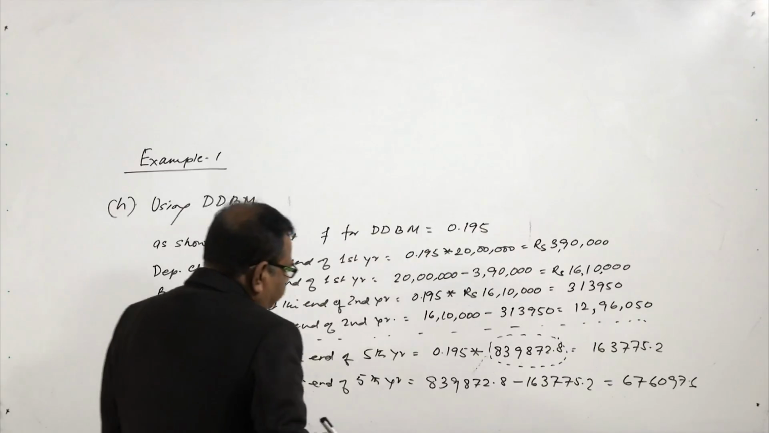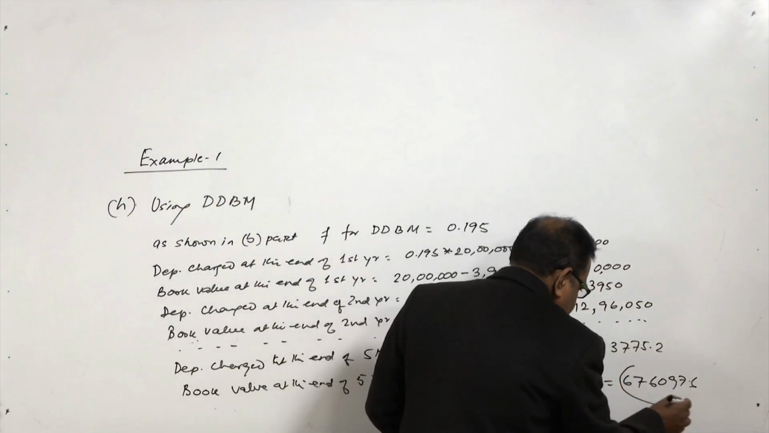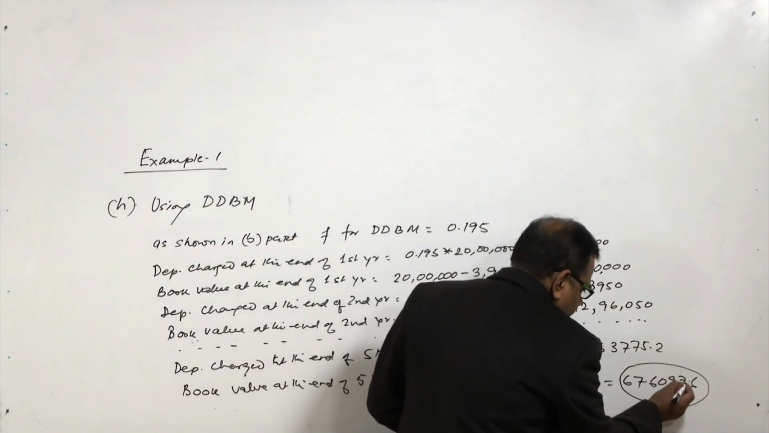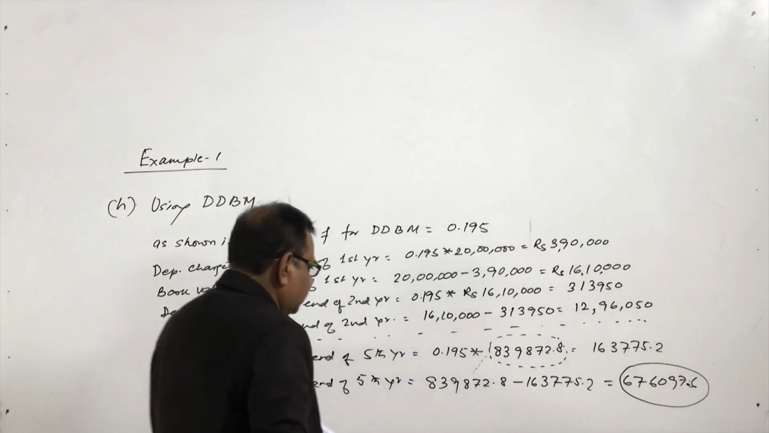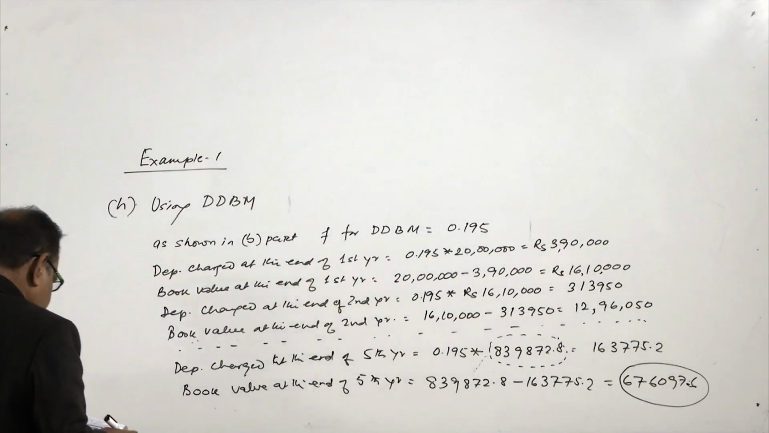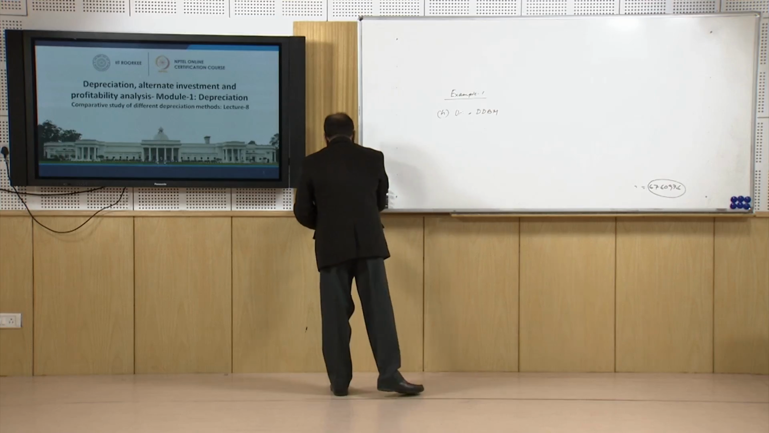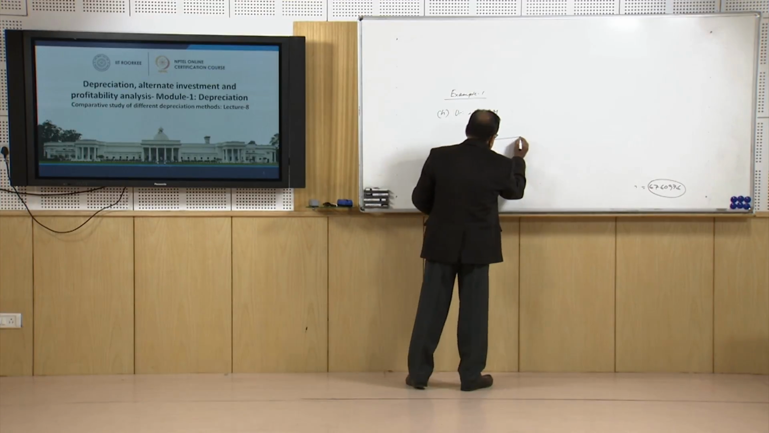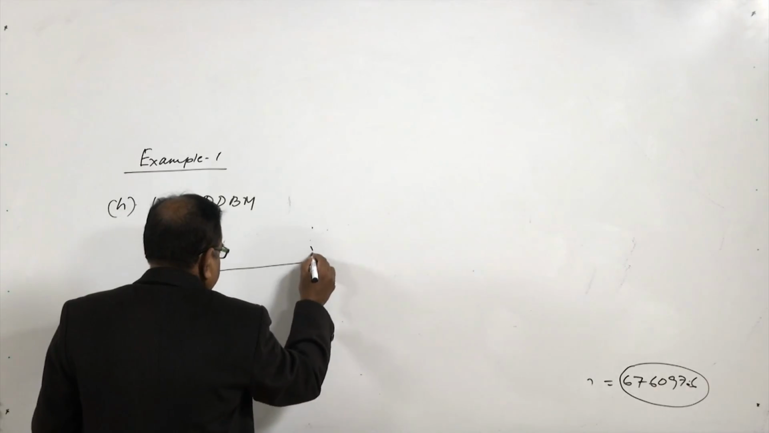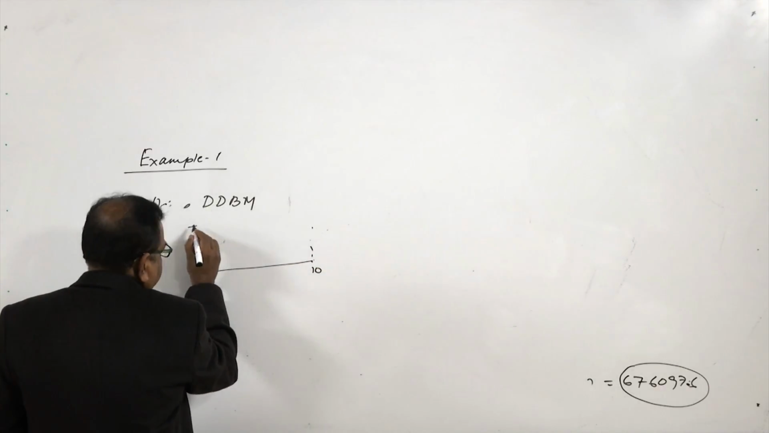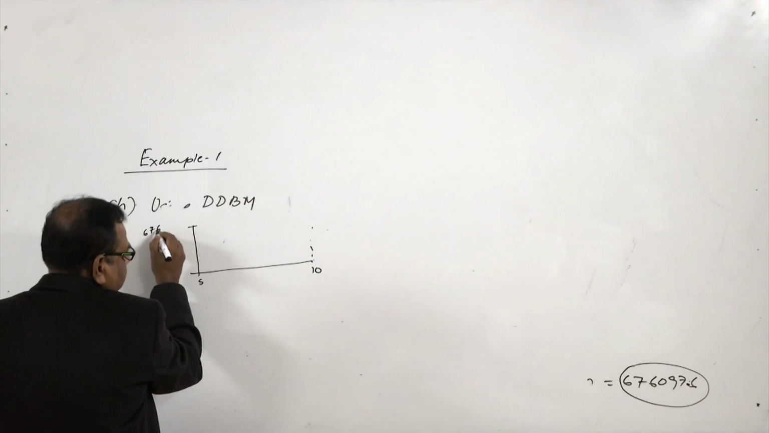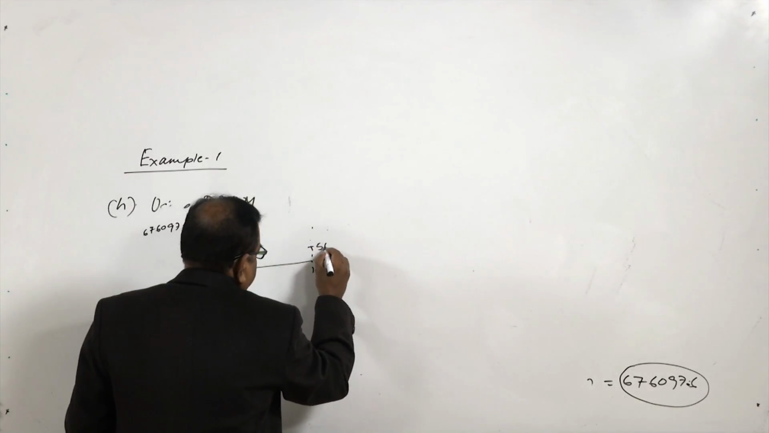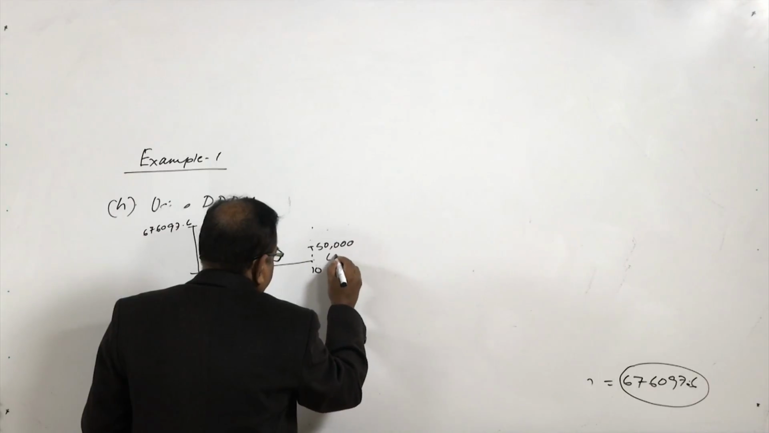Now, from this value 676,097.6, this has to be depreciated to 50,000 rupees, which is the salvage value. Now, after applying DDBM for 5 years, this is 5, this is 10, this value is 676,097.6 and this value is 50,000. This is salvage value.